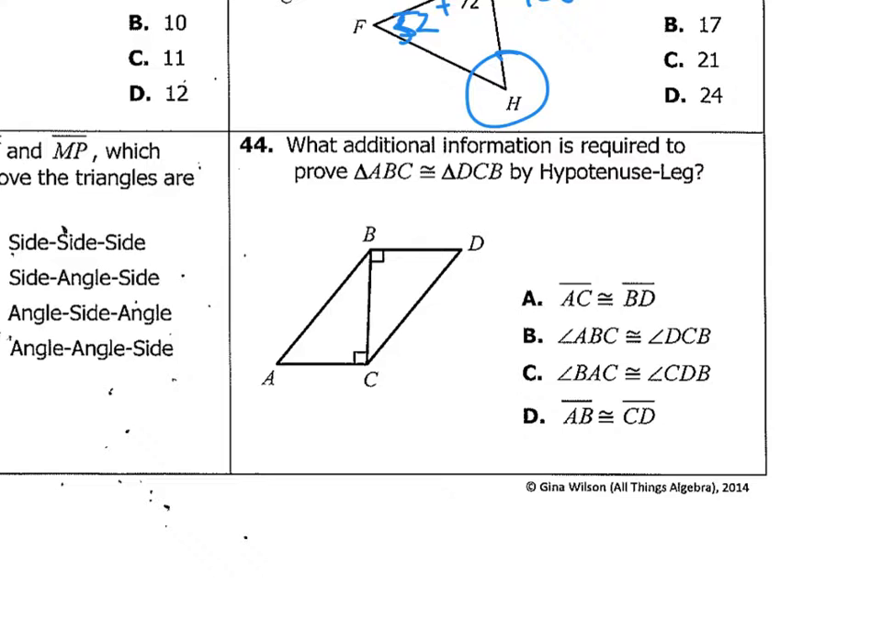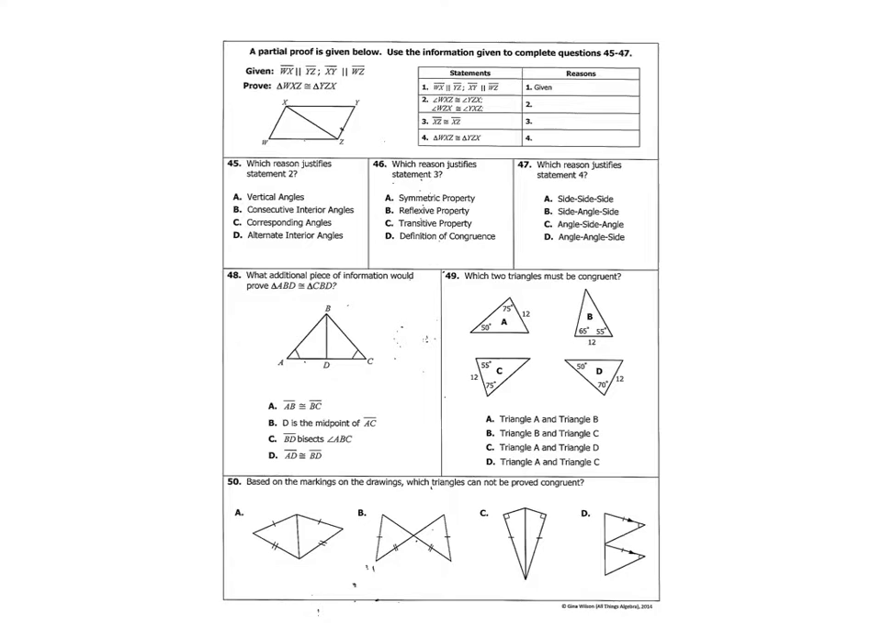44. What additional information is required? So what piece of information do we need to use hypotenuse leg? Okay, so here's our 90-degree angle. We've got to have an equal hypotenuse and an equal leg. Which of these pieces of information do we need? And on to the last page.